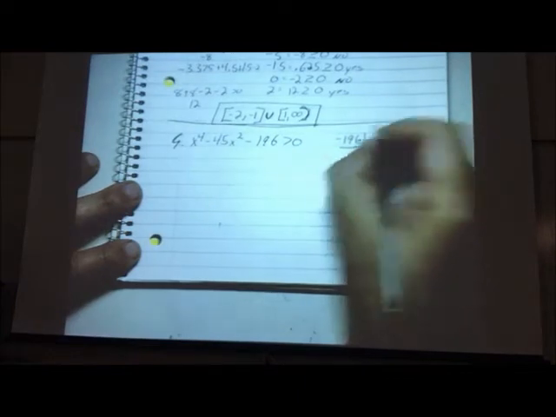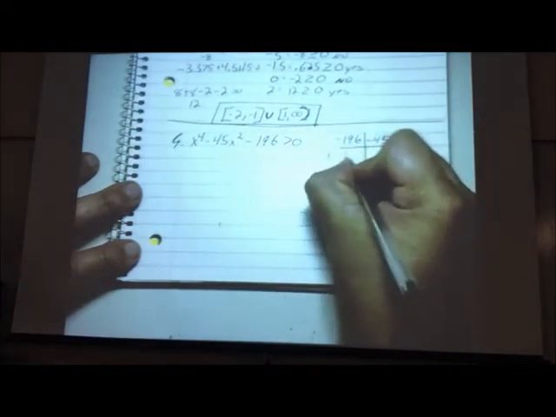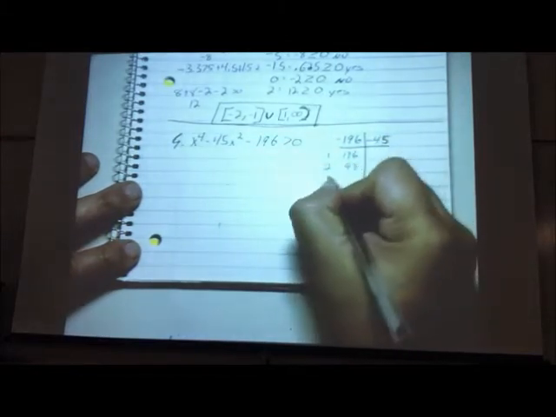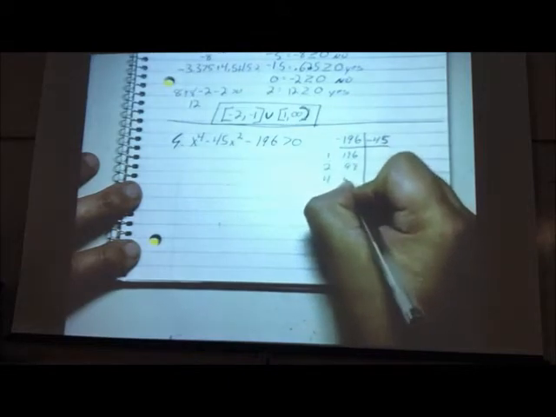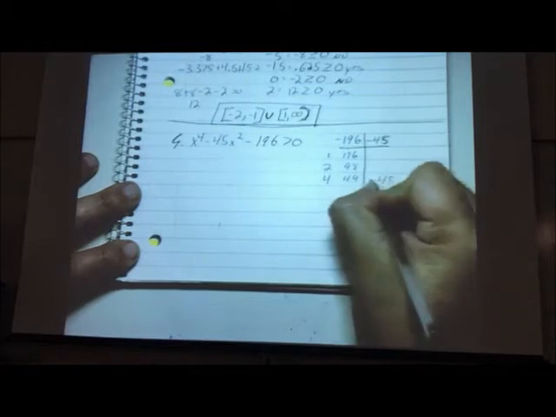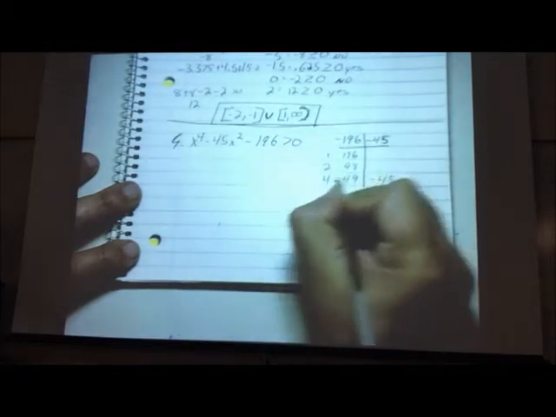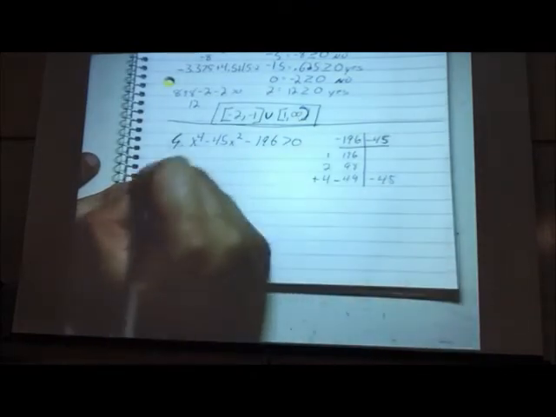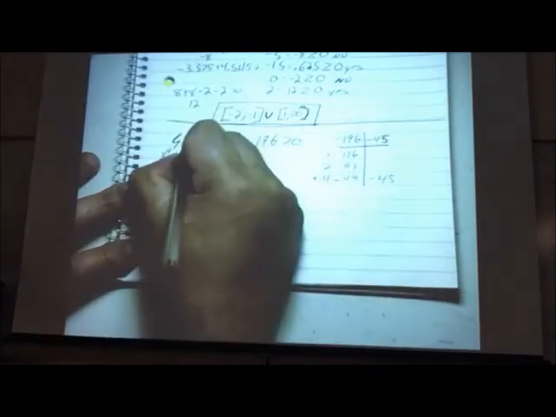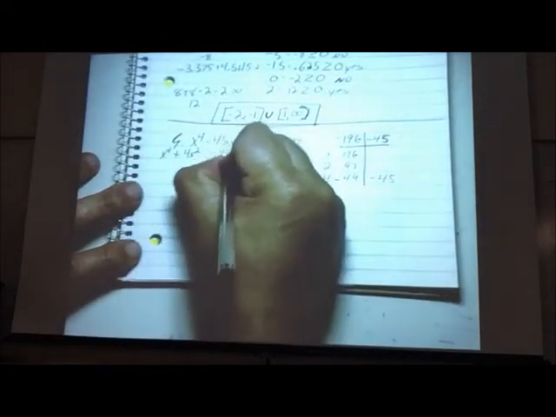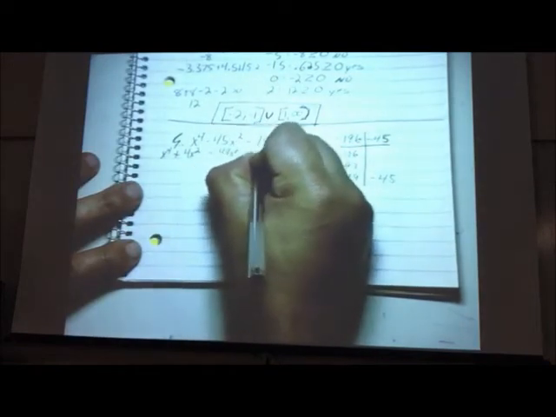What are my multiples of 196? Well, I have 1 and 196, 2 and 98, and 4 and 49. The 4 and 49 will give me a 45. But to get a negative 45, 49 needs to be negative and the 4 needs to be positive. I need to rewrite it to show x to the fourth plus 4x squared minus 49x squared minus 196.